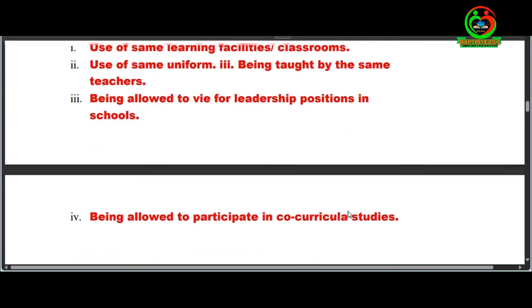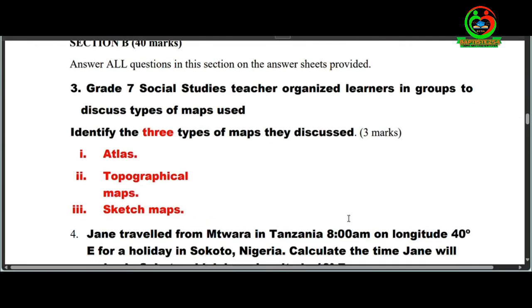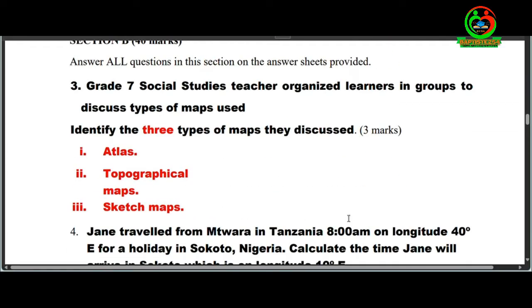Now, let's look at Section B. The grade 7 social study teacher organized learners in a group to discuss the types of map used. Identify 3 types of map. They discussed: 1, atlas, topographical map, and sketch map.